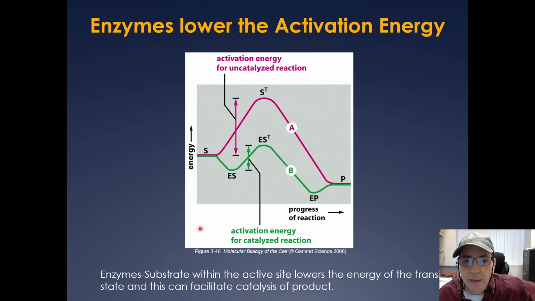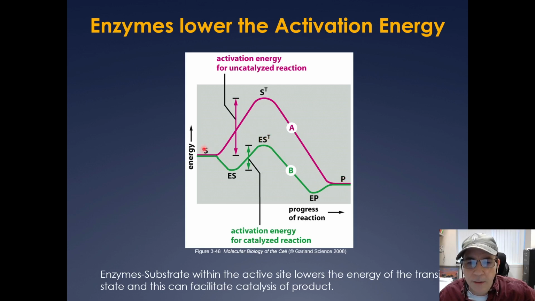Now, we talked about last time how enzymes actually lower the activation energy, right? They don't change the total energy of the reaction. They just basically lower the energy at the transition state. So in an uncatalyzed reaction, you'll have your substrate, and then your substrate in the transition state, and then finally your product. And the enzyme will actually lower the transition state.